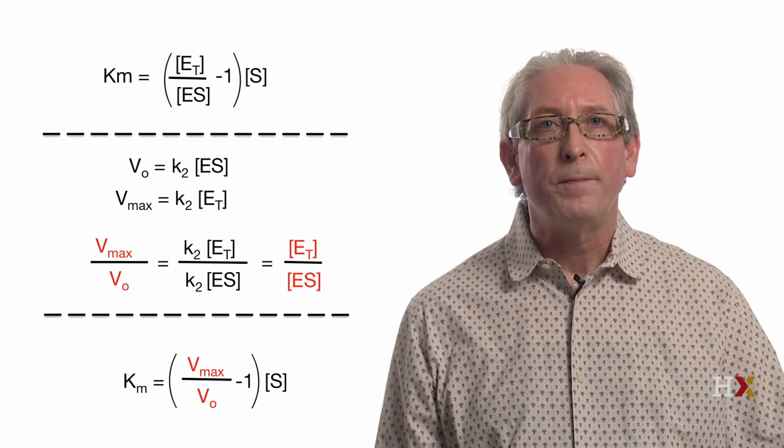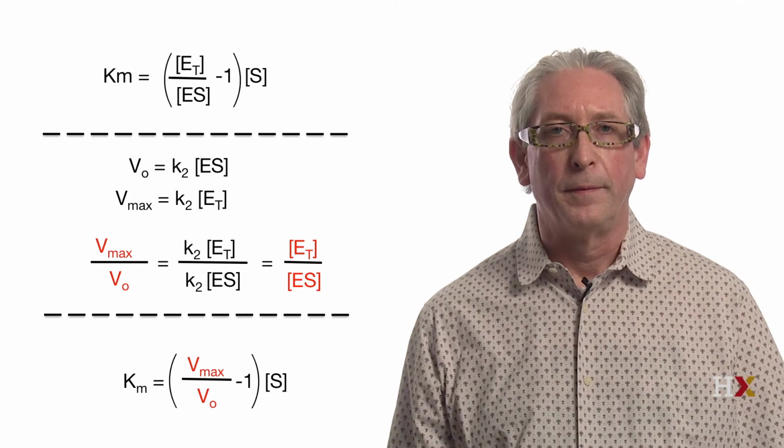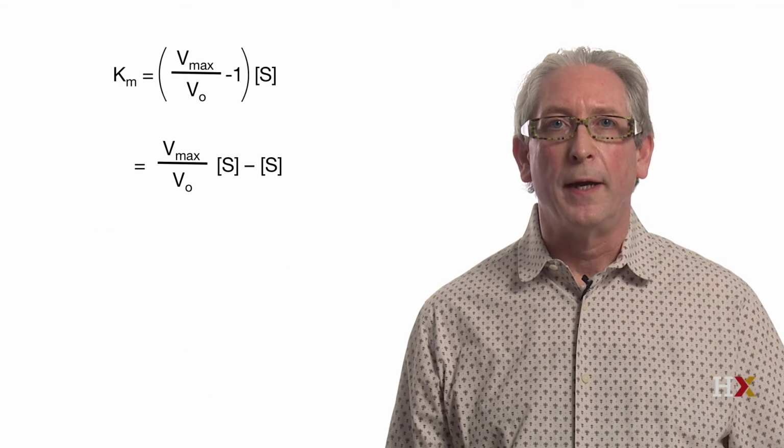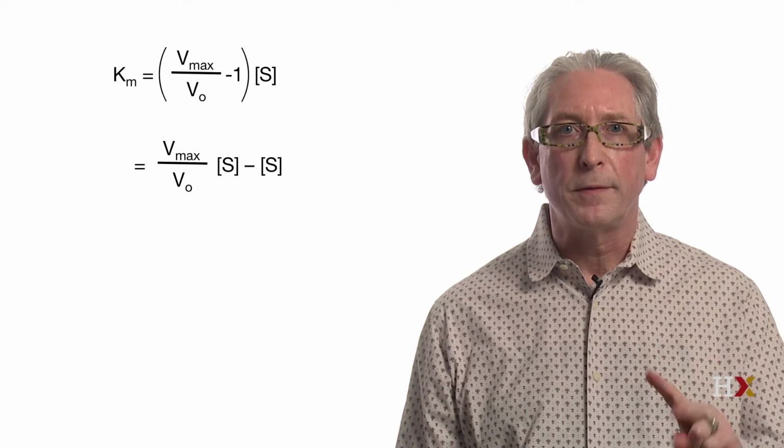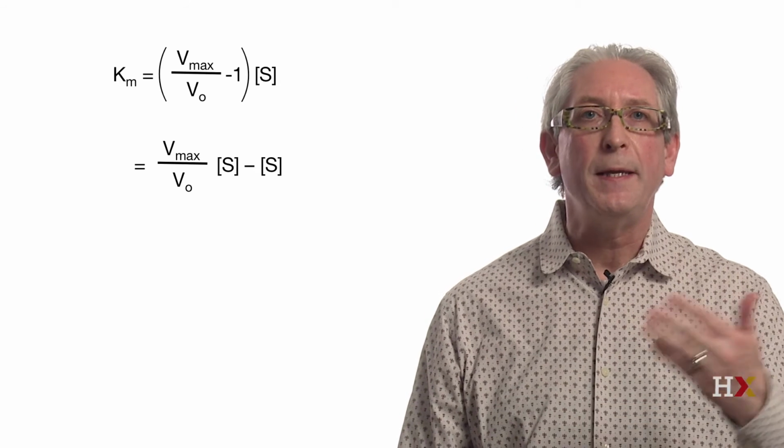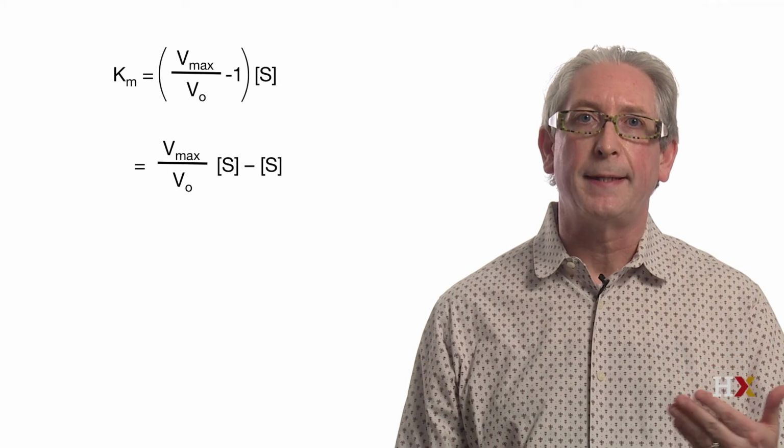So we have now achieved our goal. If you take a closer look at the equation, we have two variables, V0 and the concentration of substrate. And we have constant terms, Km and Vmax. We have eliminated all the terms that are hard to determine.